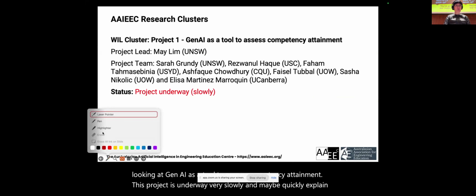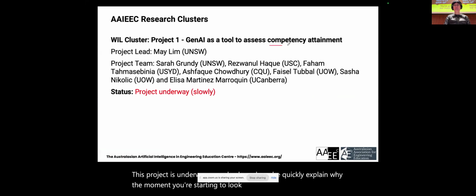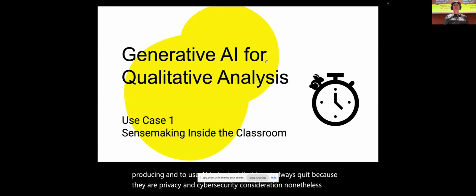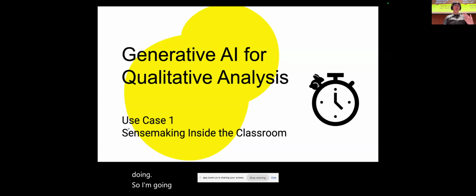This project is underway very slowly, and I'll maybe quickly explain why. The moment you're starting to look at competency, you're basically starting to look at what students are doing and artifacts they're producing. And to use AI to look at that is not always quick, because there are privacy and cybersecurity considerations. Nonetheless, we've done a bit of work, and I'm going to report a bit of the work I did last year, which will feed into what this cluster is doing.